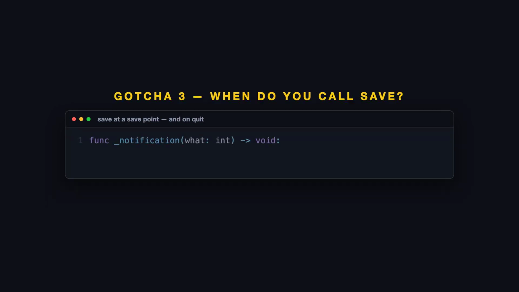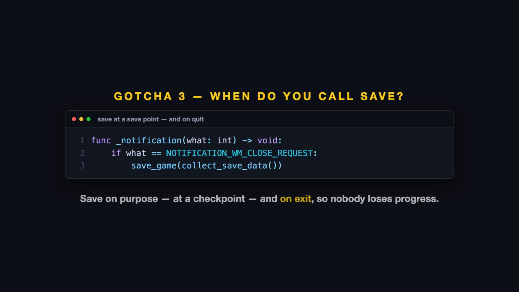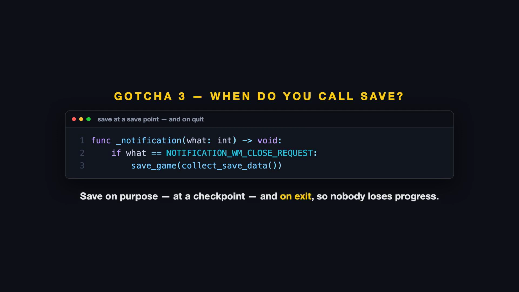Third, when do you actually call save? Two good moments. At a save point, like the player touching a checkpoint or a bonfire. And on quit, so nobody loses progress by closing the window. You can hook the window close notification, or a node's tree_exiting signal, and fire your save function right there. Save on purpose, and save on exit.